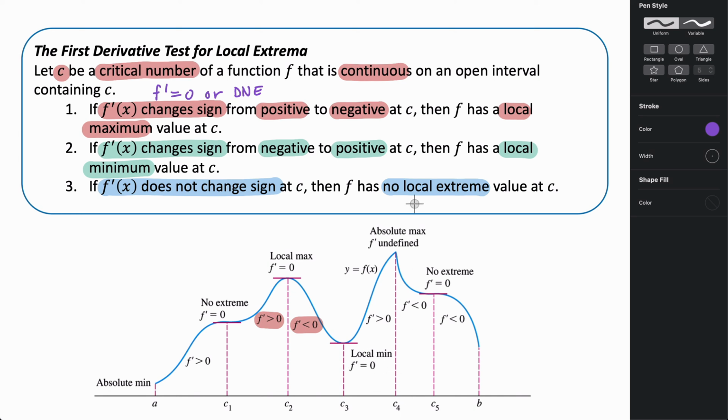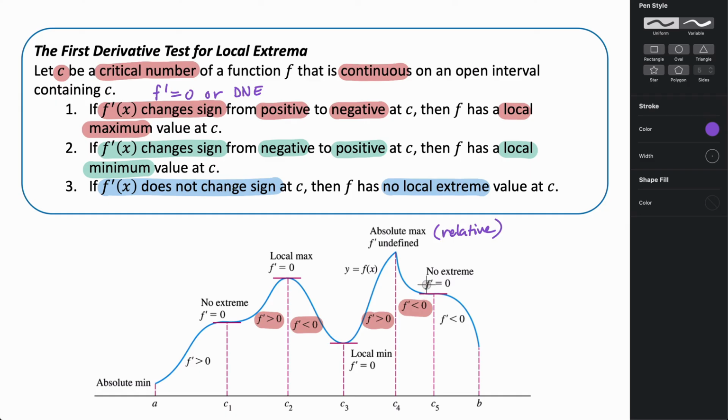Now, at c sub 4, we don't have a horizontal tangent because the function is not differentiable there. But notice that differentiability is not a requirement for the first derivative test. We're looking at critical numbers, so our derivative is either 0 or does not exist. To the left of our critical number, our derivative is greater than 0, and to the right, it's less than 0. The diagram says it's an absolute max, but since it's in the interior of our interval, it is also a relative maximum.